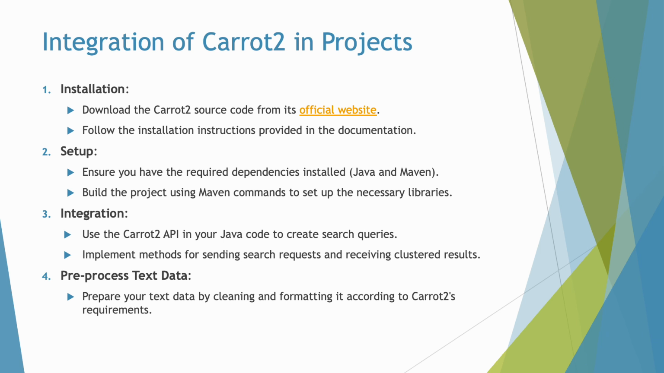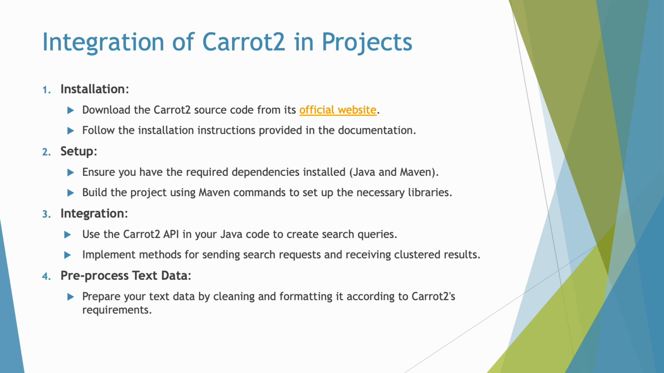Now, let's discuss how we can integrate Carrot 2 in our projects. We will first need to install the Carrot 2 source code and then set up the environment by installing the dependencies like Java and Maven, and also set up the necessary libraries. Now we will integrate Carrot 2 using the Carrot 2 API to create search engines, and then implement the methods for sending the search request and receiving the cluster results from Carrot 2.